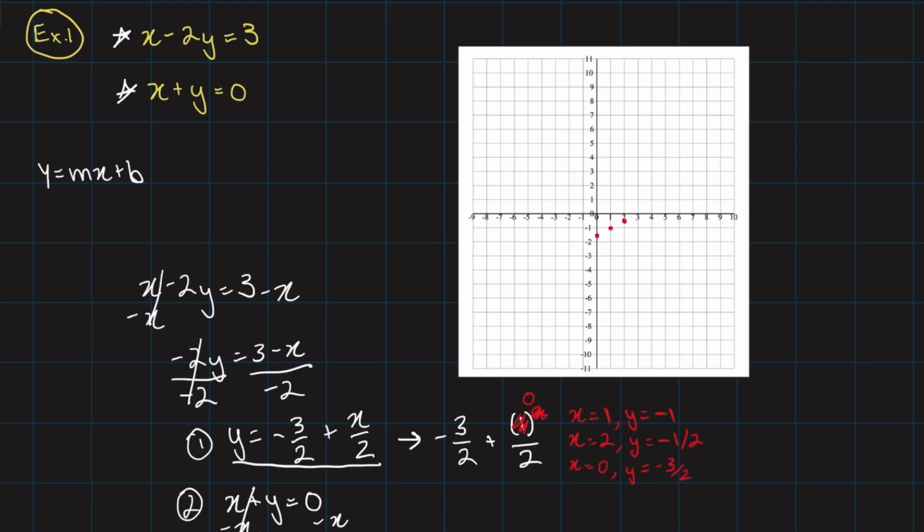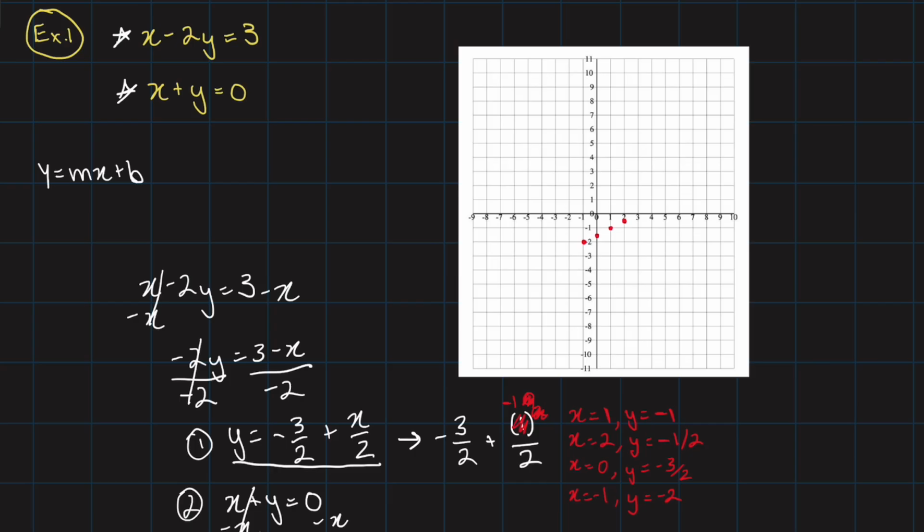You just plot as many points as you think are necessary. You can always plot more points later if you haven't found an intersection yet, but let's just plot one more to be safe. So let's try when x is negative 1. We have negative 3 over 2 plus negative 1 over 2, and that will give us negative 4 over 2, which simplifies to negative 2. So when x is negative 1, find x negative 1 and plot it where y will be negative 2.